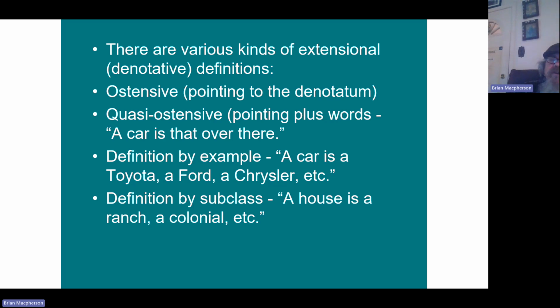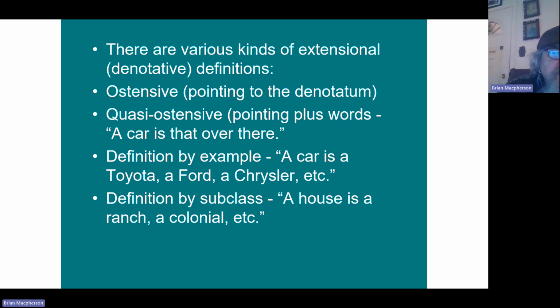You could say, well, McPherson, what is a car? I could say, well, a car is a Toyota, a Ford, a Chrysler, a Fiat, a Volkswagen or whatever, right? So I'm giving you definitions by example. I'm not telling you what a car is in the intensional sense. I'm just giving you a list of things that count as cars. And then there's what is called a definition by subclass. You could say, well, McPherson, what is a house? I could say, well, a house is a ranch, a colonial, whatever. So basically there are different kinds of houses: ranch, colonials. You have, what is it, the houses where you have two families living in one structure, that sort of thing, right? Duplex, I think is what they're called.